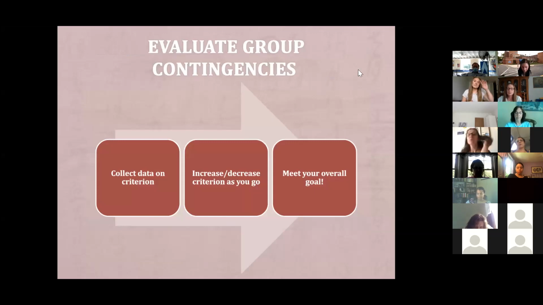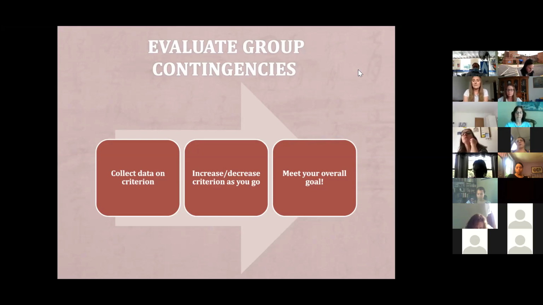Okay, so we've gone over the group contingencies, how to implement them in your classroom, and provided some examples, but it's important to talk about how you're evaluating these contingencies to see if you're having success with them or not. So how are you going to collect data on all the different types? How do you know when it's time to increase or decrease as you're going along? This is all really important to meet your overall goal and find success in the future.